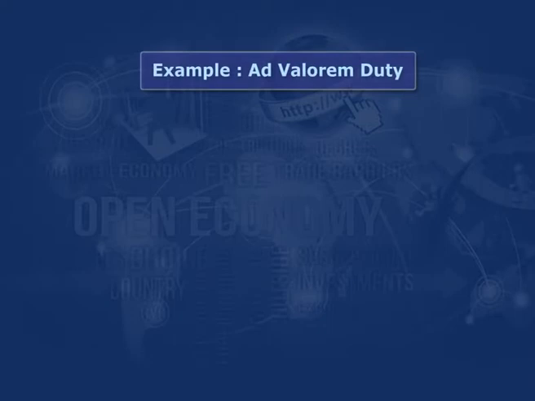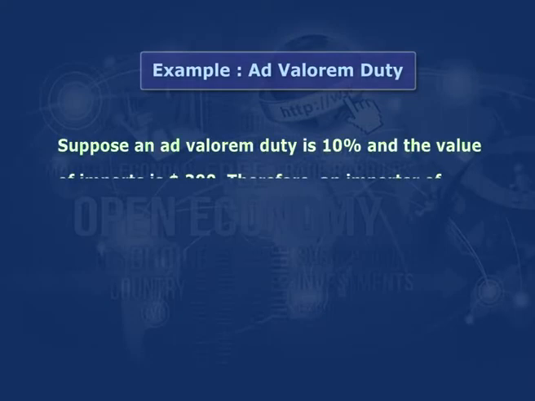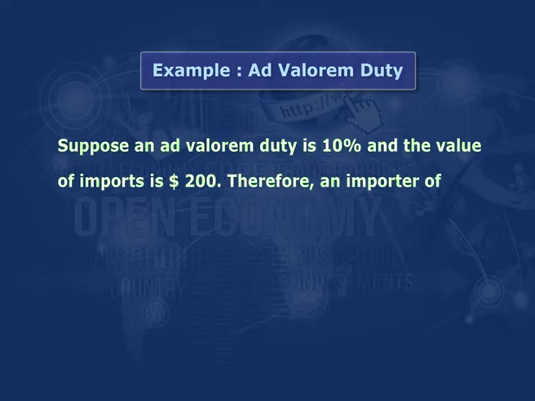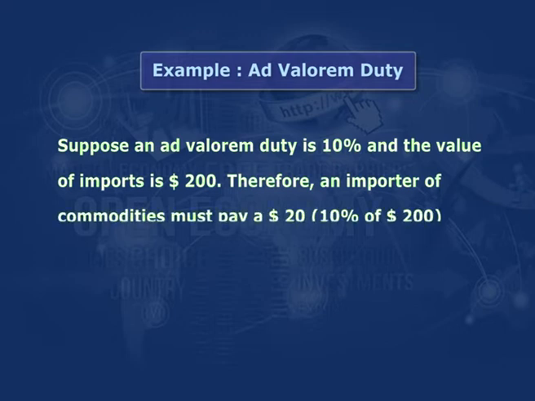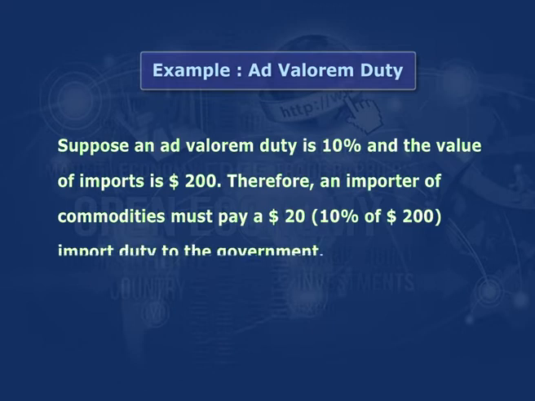Let's take an example. Suppose an ad valorem duty is 10% and the value of import is $200. Therefore, an importer of commodities must pay $20, that is 10% of $200, as import duty to the government. If import prices rise, ad valorem duties also rise and this aggravates the protective effect. If prices fall, the protective effect will be reduced.